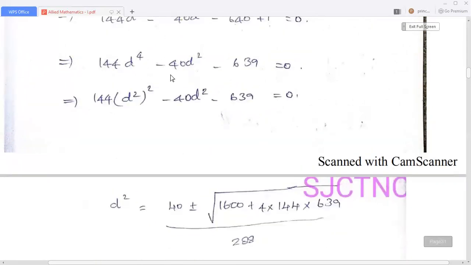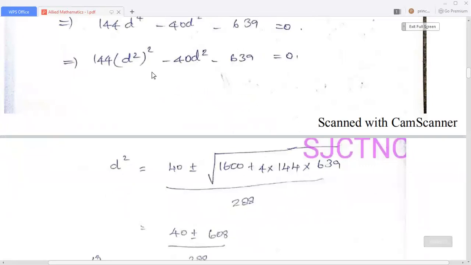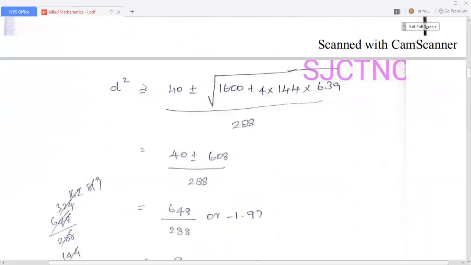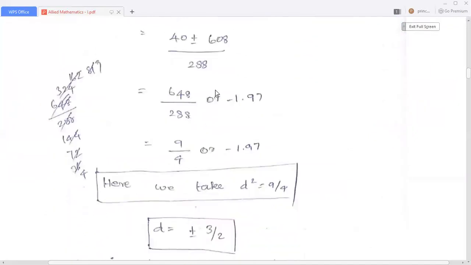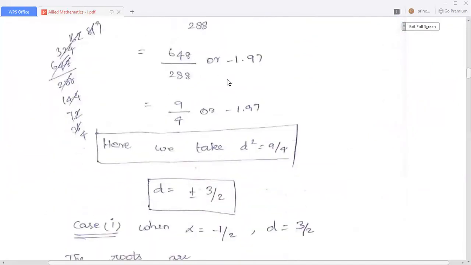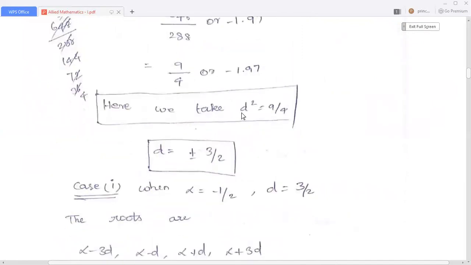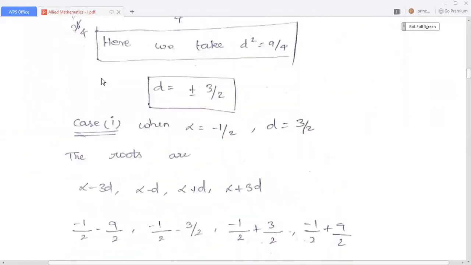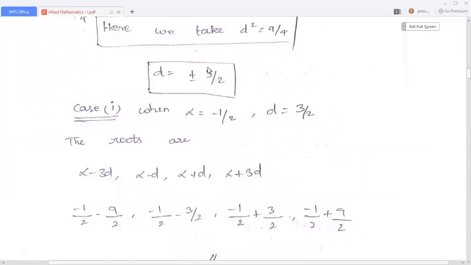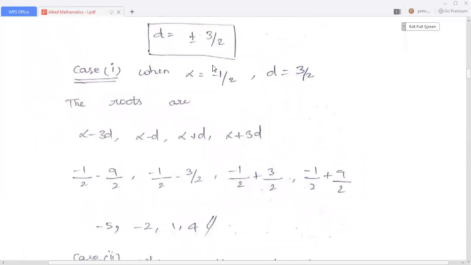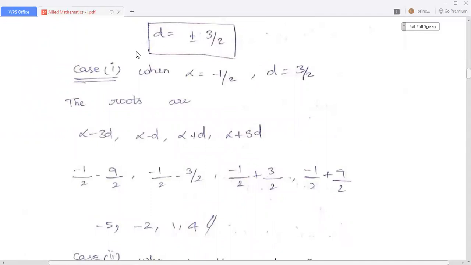Now we are going to find the values for d square. So we use the formula to find d square. Here we have two values for d square. Among these two values, we can take only 9/4. We avoid the second value. So here we take d square equal to 9/4. Therefore, d equal to plus or minus 3/2. So two values are obtained.